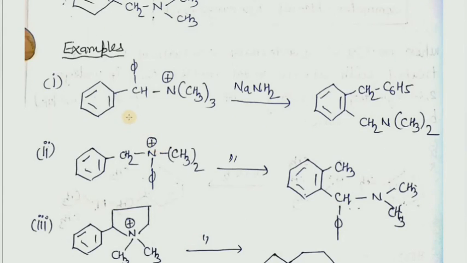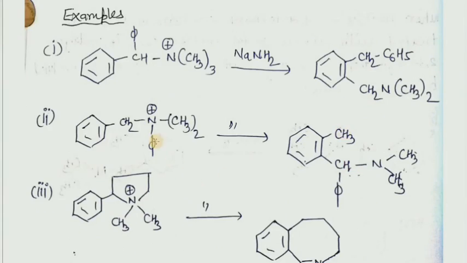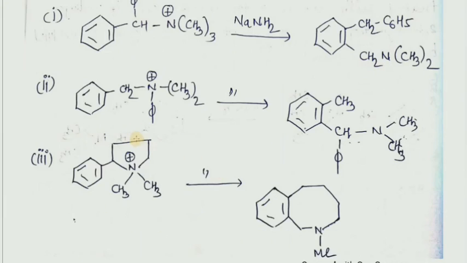Examples of this reaction: number 1, here this group will shift to here. In the product, we have CS2 plus this phenyl and CS2 and CS3 whole twice. Sorry, there is some mistake in this substrate. Here the CS2 unit is also present, so this CH will attack at this ortho position.